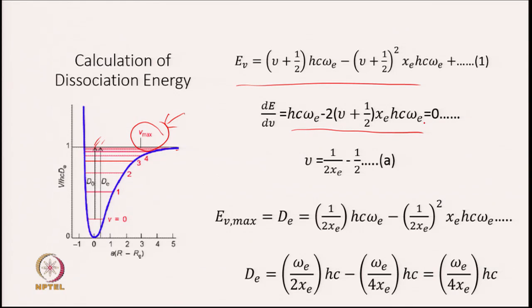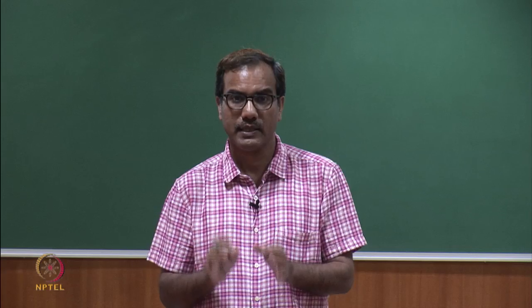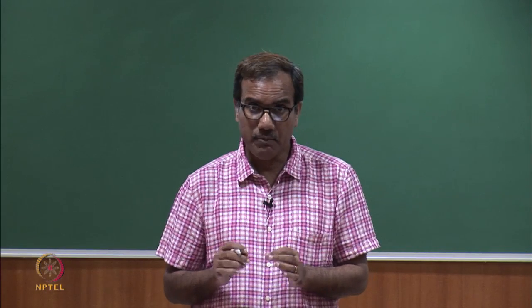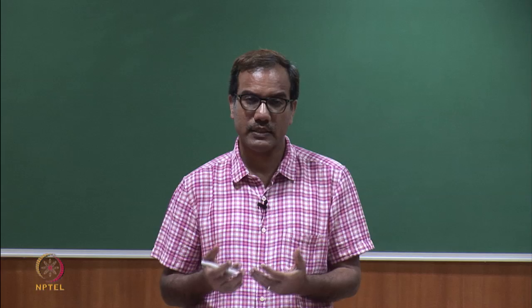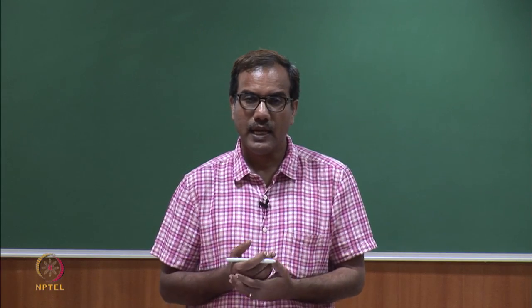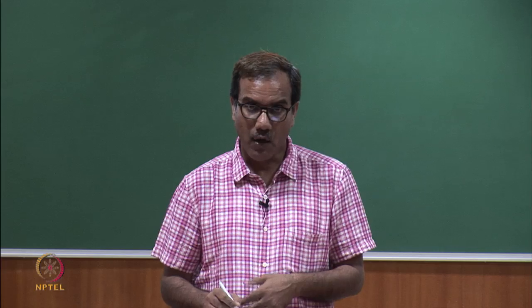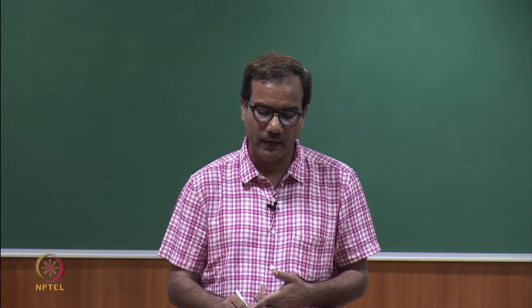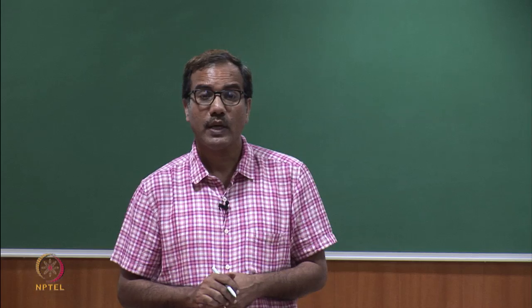And when we do that, what we will get is v is equal to 1 by 2 x_e minus half, and this is the v max. Again, v max is the vibrational level whose energy is maximum. Okay, so E v max, which is basically known as D e, is obtained by putting this v value in E v.